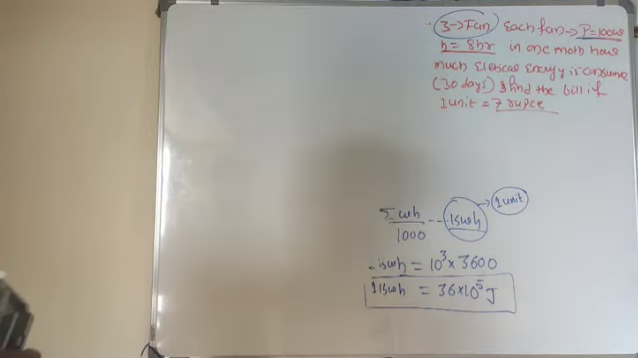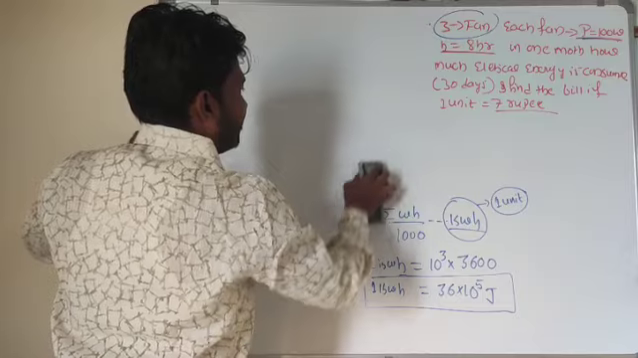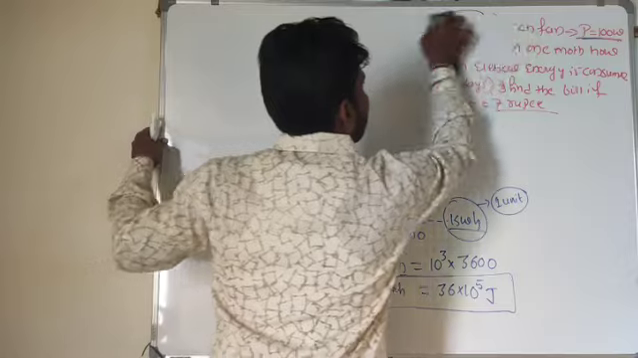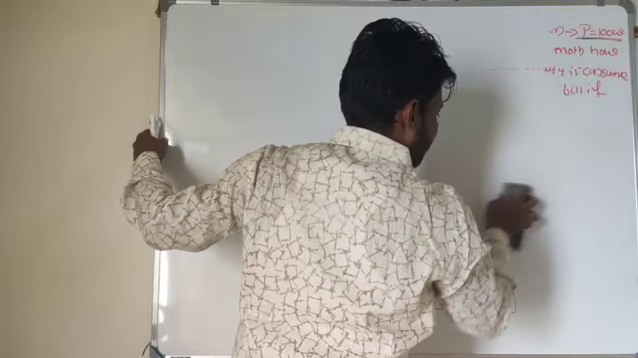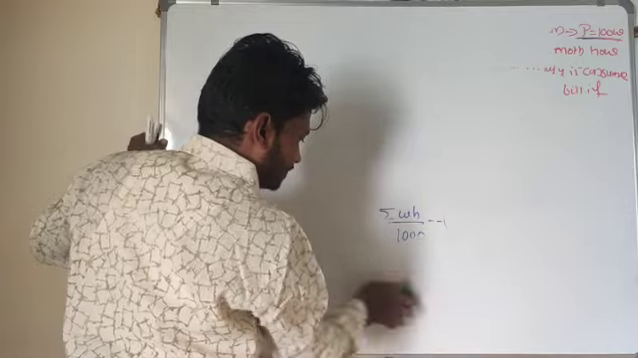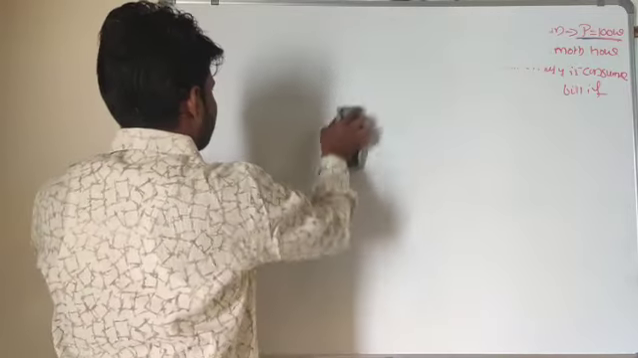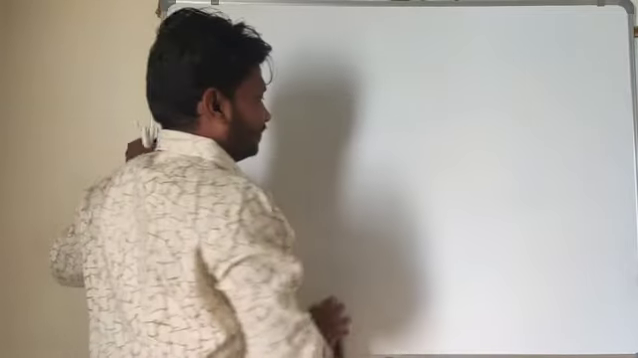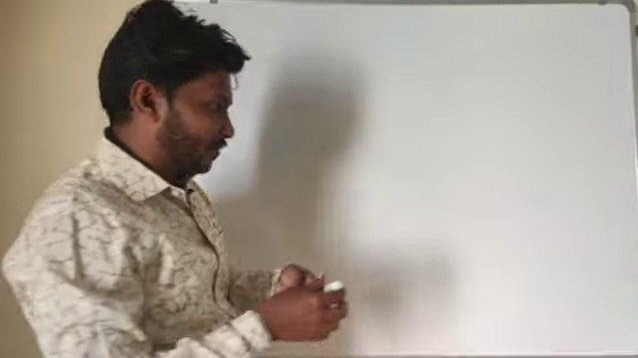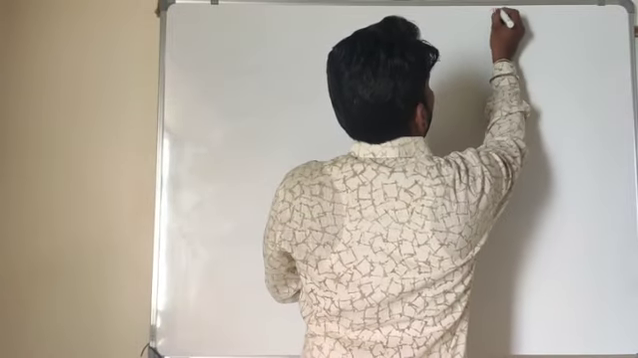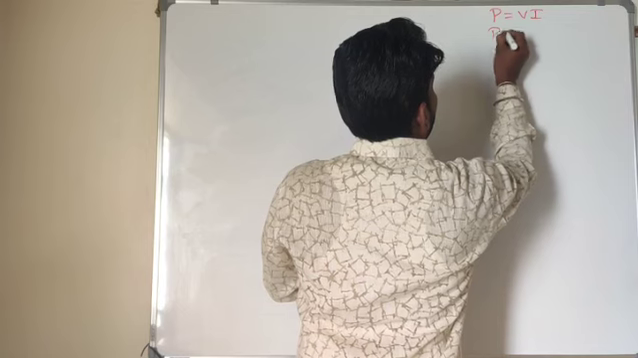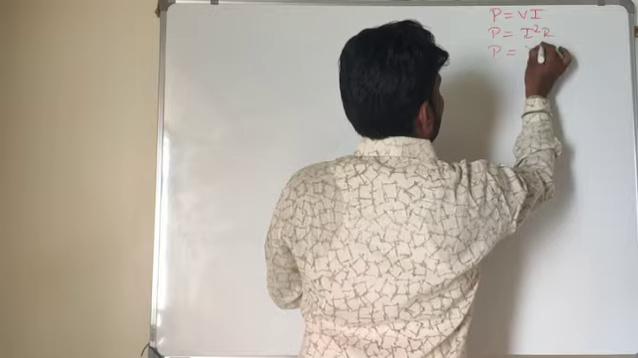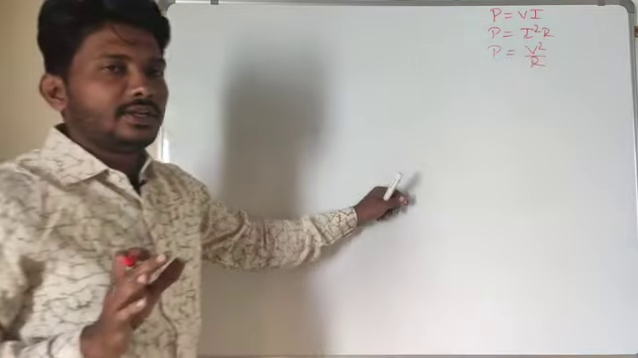Sorry. I have to find out the power consumption in case of series combination of resistance as well as parallel combination of resistance. What are the connecting formulas for power consumption? I will list out the formulas here. P is equal to V into I, P is equal to I square into R, P is equal to V square by R. These are all the 3 formulas.